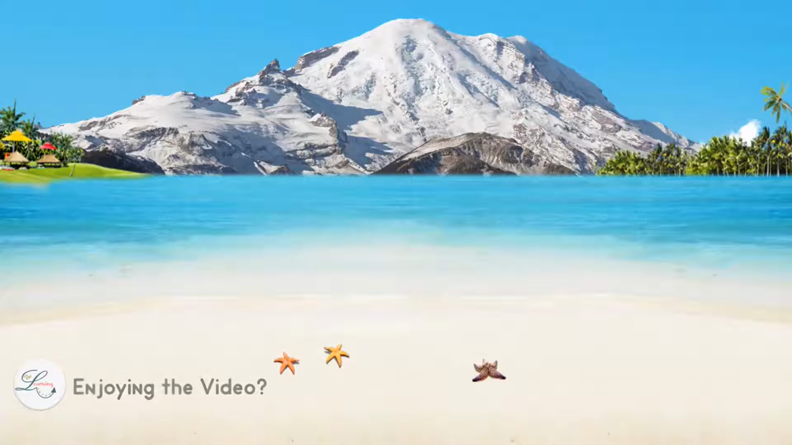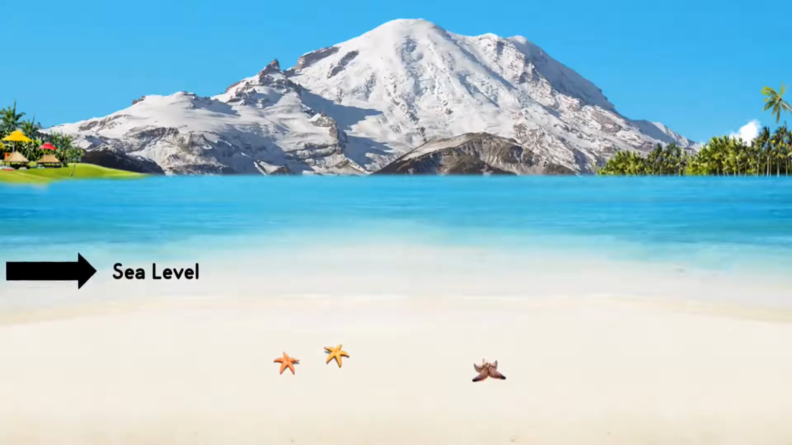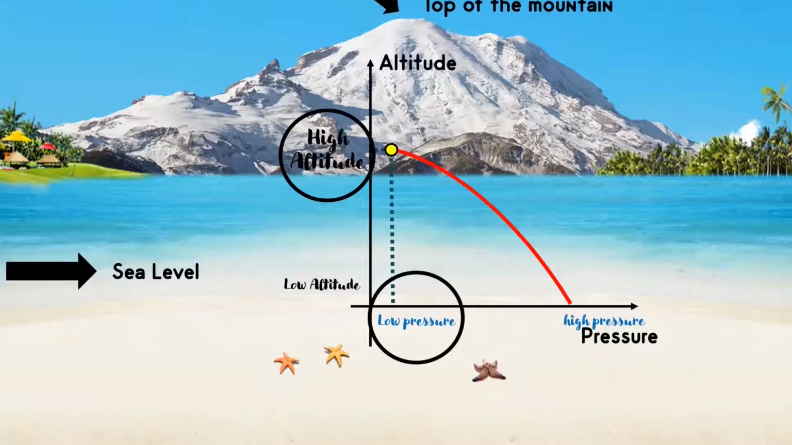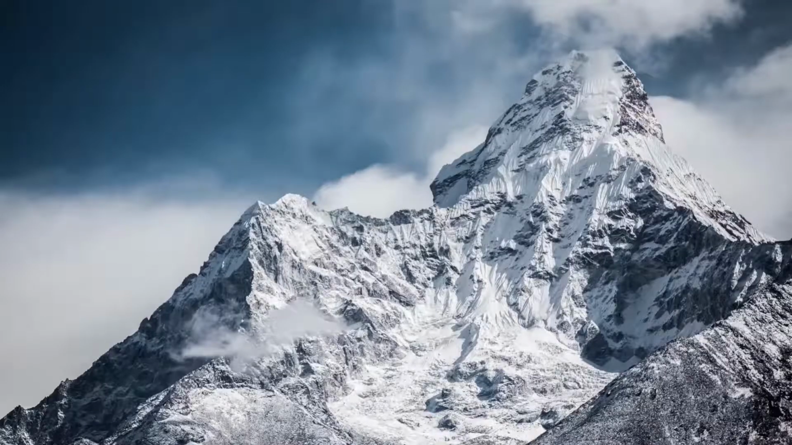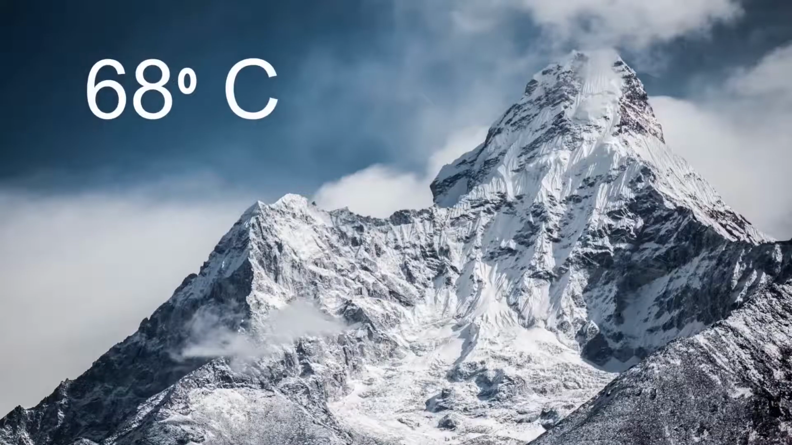Do you know the boiling point varies with altitude? This means the boiling point of water at sea level is not the same as the boiling point of water at the top of a mountain. This is because at higher altitude pressure will be low. For example, the boiling point of water at Everest is 68 degrees Celsius. Therefore, at places where pressure is lower than the pressure at Everest, water can be boiled at 30 degrees Celsius.